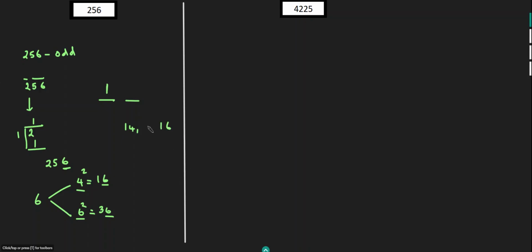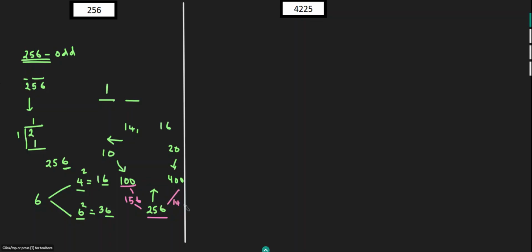And now we have to decide between these two. For this, we first take the 10 multiples closest to 14 and 16, so they are 10 and 20. And then find their squares, which are 100 and 400. Then we place our original number and find the difference. If we place our original number 256, the difference of 256 with 100 is 156, and then the difference of 400 with 256 is 144.